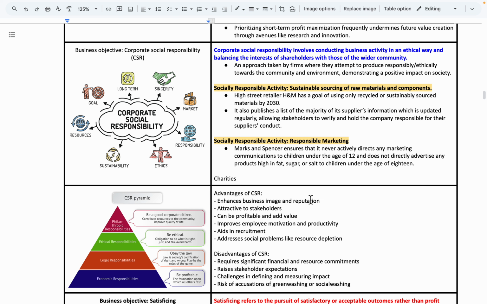It also publishes a list of the majority of its suppliers' information, which is updated regularly, allowing stakeholders to verify and hold the company responsible for their suppliers' conduct.